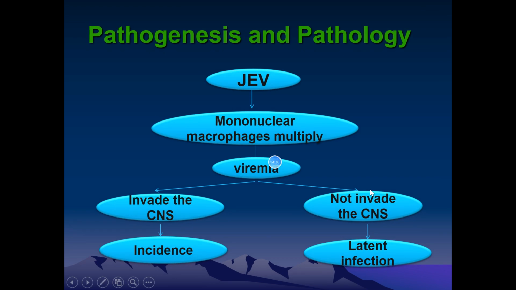Okay, we saw the pathogenesis and the pathology. JEV is transmitted to humans via the bite of infectious mosquitoes. The virus initially propagates at the site of the bite and reaches the lymph nodes, and then invades the circulatory system to form viremia. The severity of JE depends both on the quantity and toxicity of JEV and the immune system.